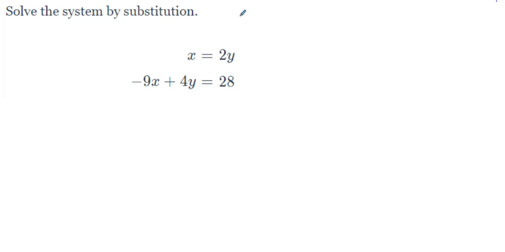Solve the system by substitution. Okay, so these level 2 type of problems are still the same as the first one. Our goal is to identify a variable that's been isolated. So let's start off right here. I have x isolated right there.